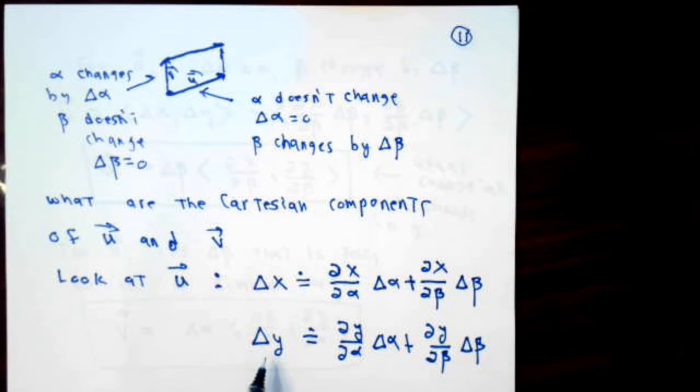The change in y is calculated in the same way. It's how quickly y is changing with respect to alpha times the change in alpha, plus the rate at which y is changing with respect to beta times how much I changed beta. Now, I'm drawing this as though it were in the standard plane. That's not going to cause me any trouble because the standard plane is the place where all the z coordinates are 0 anyway.